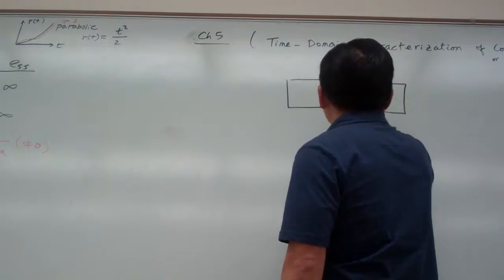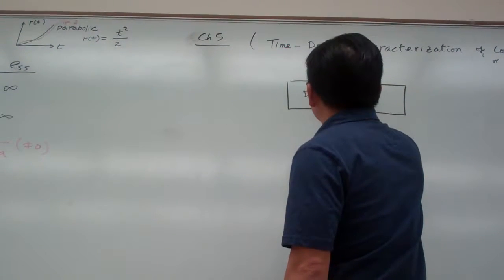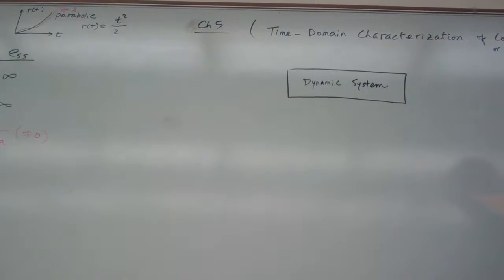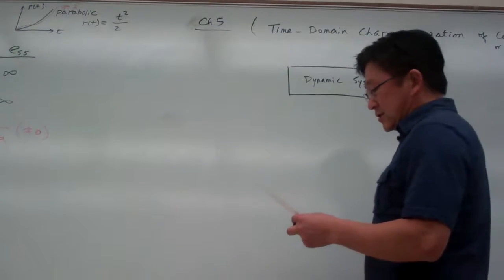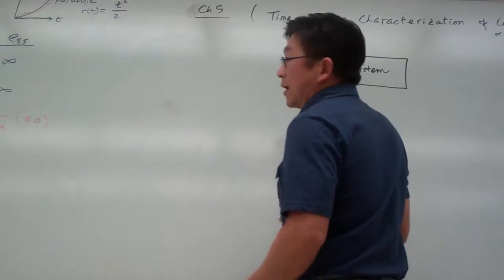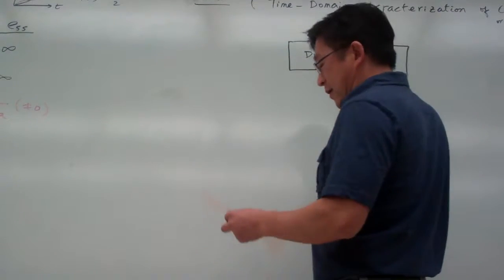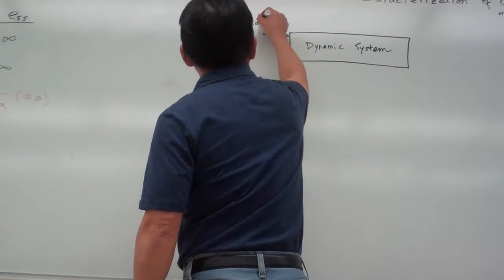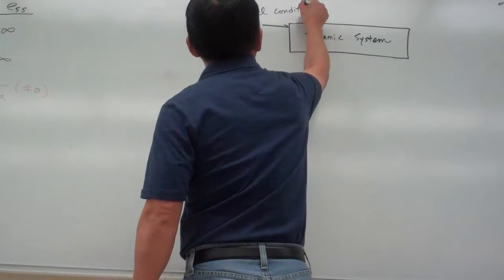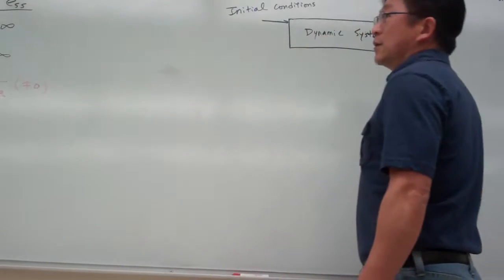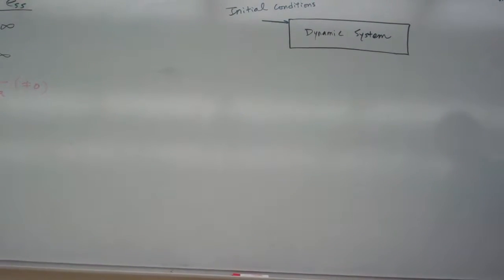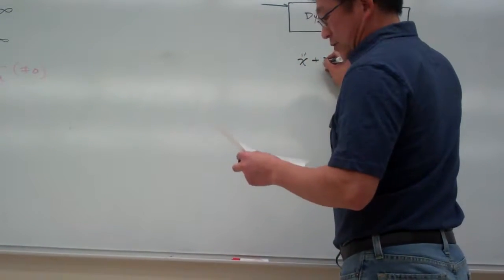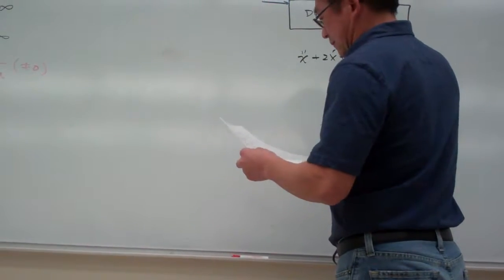So consider a block diagram of a certain dynamic system. And for these dynamic systems, we have initial conditions. Okay, so you could imagine it like this. For example, we consider x double dot plus 2x dot plus 5x.